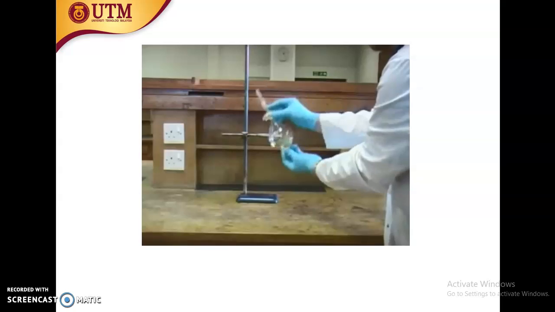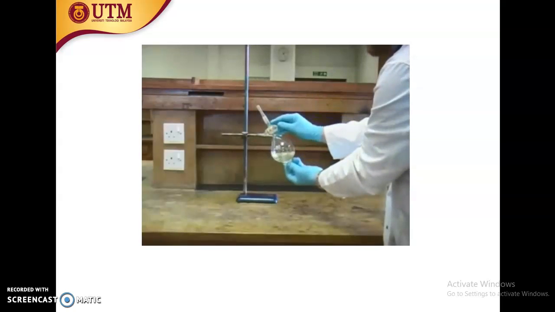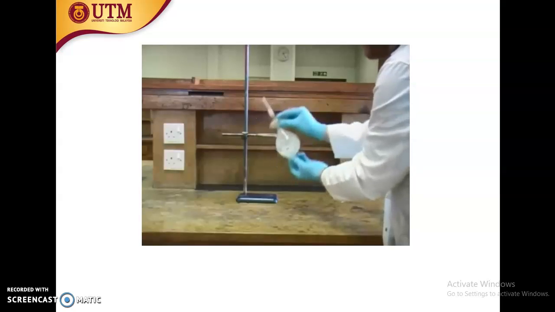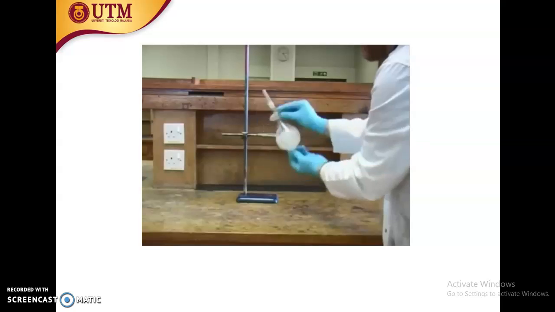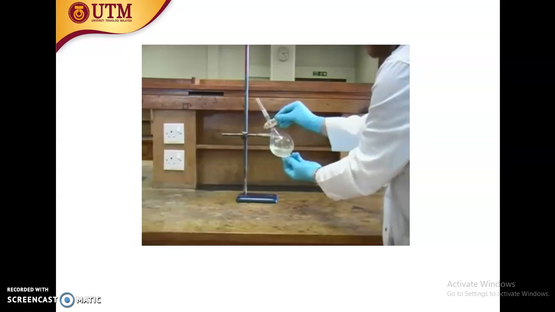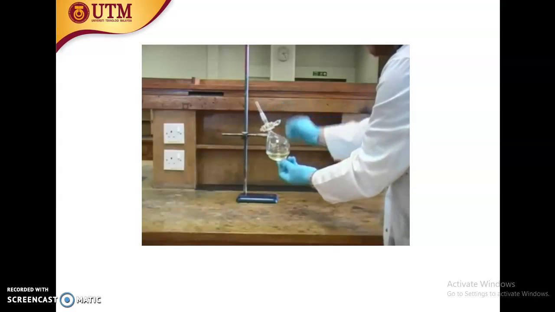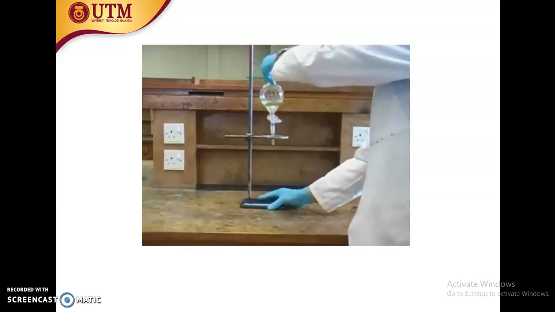Now you can gently shake the funnel while periodically opening the tap to release pressure. Normally you carry out these steps several times to ensure thorough mixing of the two layers. And then with the tap closed, you can carefully replace the funnel in the ring on the clamp stand.